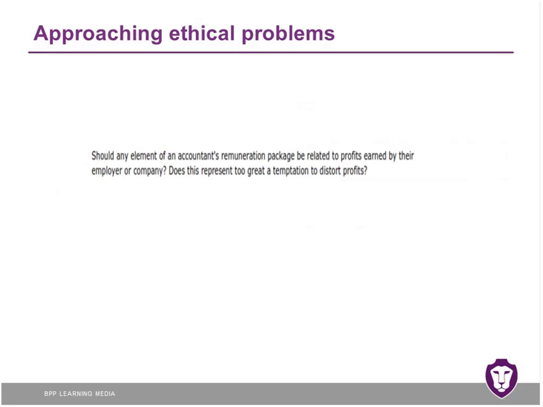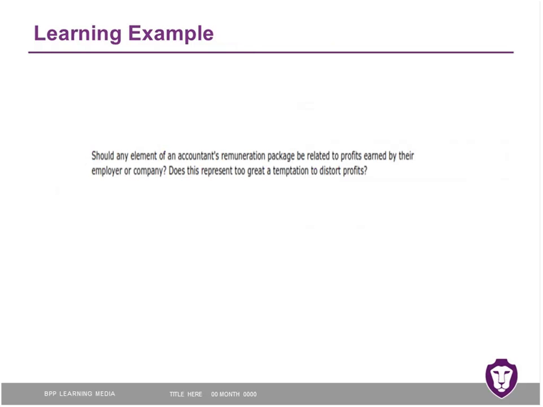And I just happen to have one for you, which I'm going to ask you about. Should any element of an accountant's remuneration package, that's all of you, be related to profits earned by their employer or by the company? That's the first question. Does this represent too great a temptation to distort profits? So, how would you go about answering that? Praveen, you could maybe use the chat, and Neil, you have a think about it and tell me, how would you answer that question?